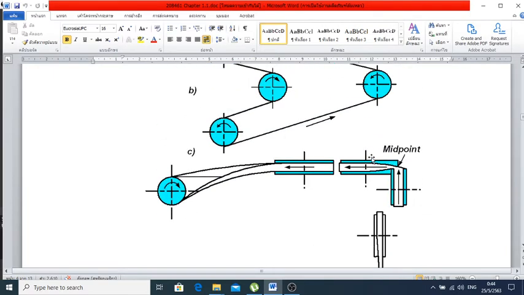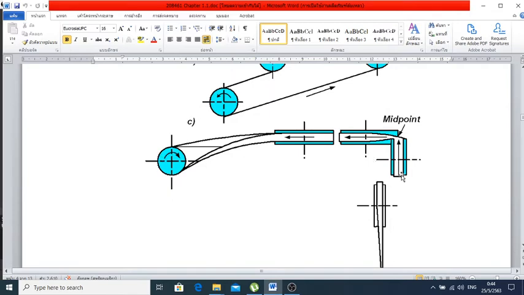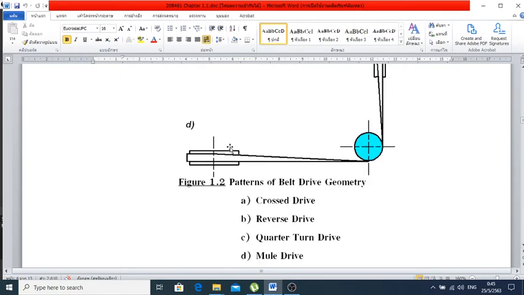In figure C, the shafts can be perpendicular to each other. You may figure out in figure C here, we have two pulleys. One is centered down there, another one is centered down there. So for this kind of shafts perpendicular to each other, we can apply it like this. So figure C is called the turn drive.